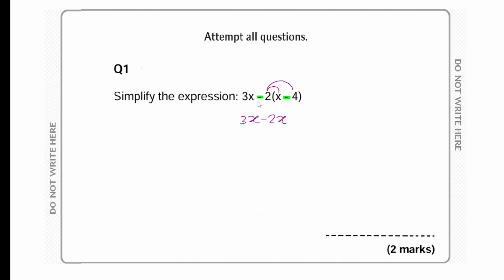Now you can see 3x take away 2x is just 1x plus 8. This is the final answer. So I'm going to write it here, x add 8. If you got this right, you can award yourself 2 marks.